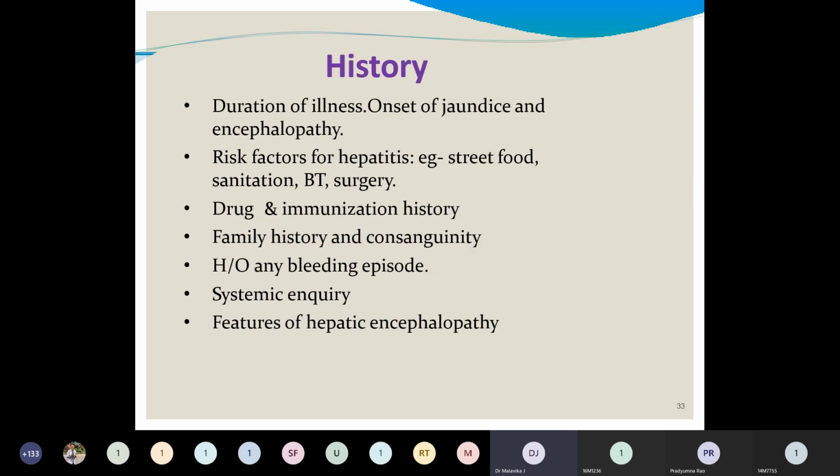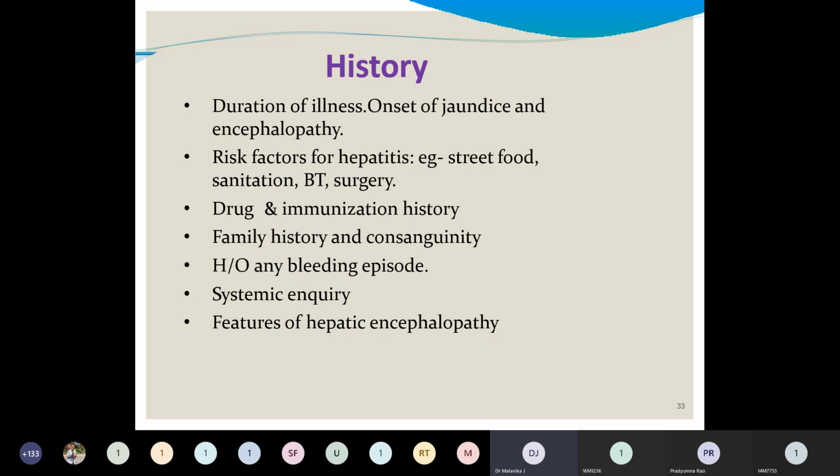So how to take a history in these children? What is the duration of illness? You need to ask what is the onset of jaundice along with any pallor or any other features of hepatic failure like persistent vomiting, abdominal pain, and any features of encephalopathy, that is lethargy, irritability, not taking feeds adequately.